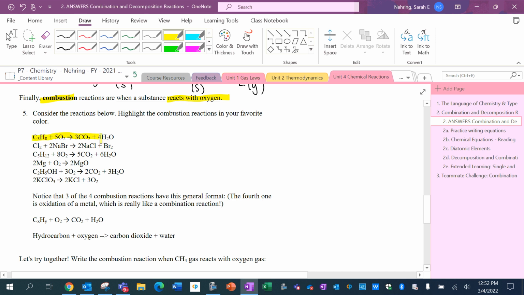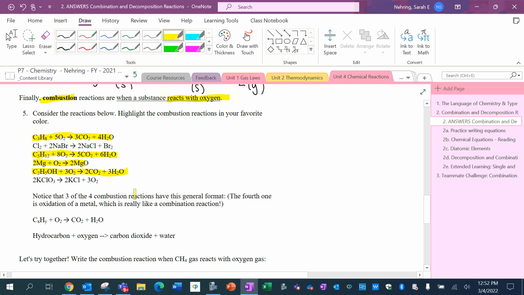So let's highlight the ones that are something reacting with oxygen. This one looks like a combustion reaction. It's reacting with oxygen. The second one is not. I don't see any oxygen on the left. This third one looks like a combustion reaction. So does this one, and so does this one right here. What these highlighted ones all have in common is that oxygen is one of the reactants.